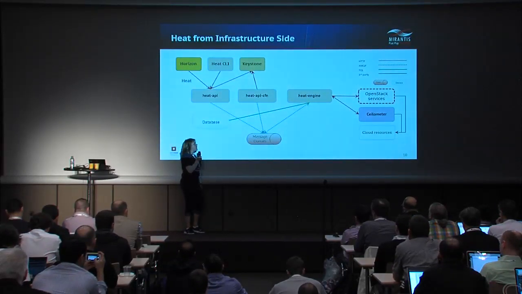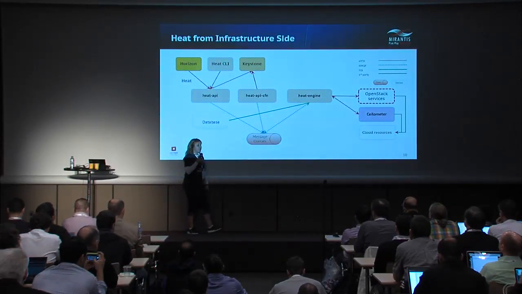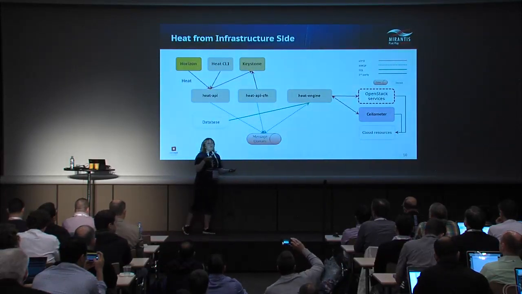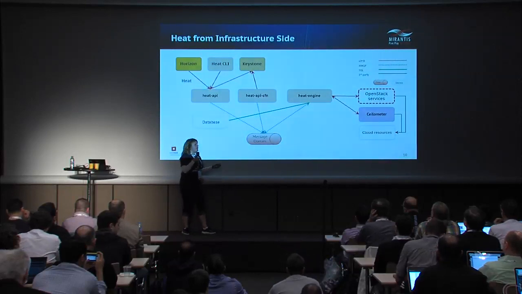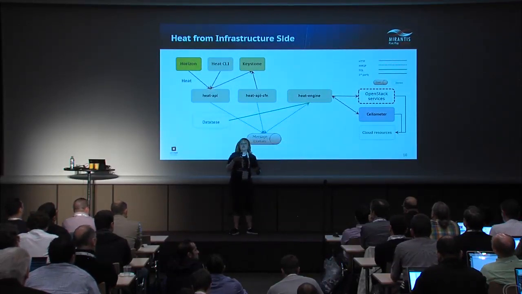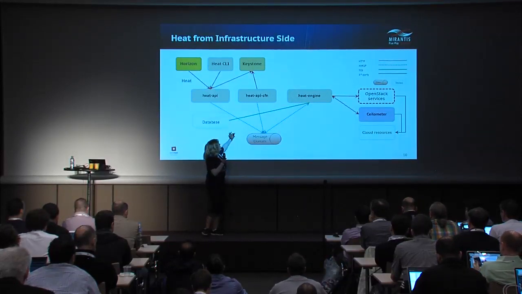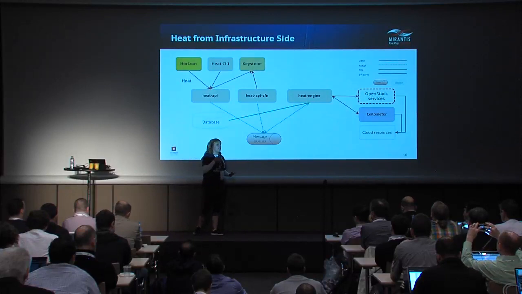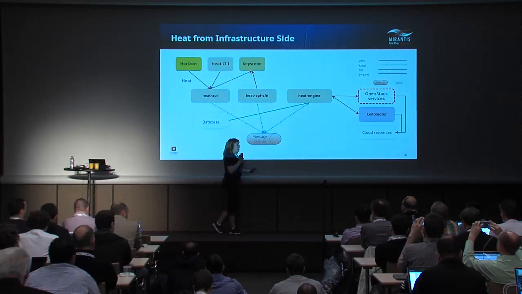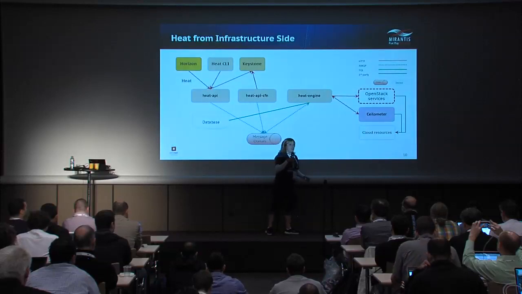When we look at Heat architecture, Heat consists of several daemons. So there's Heat API and Heat API CFN. Both of them are web servers. They accept requests. They process those requests by sending them to a message queue for Heat Engine. So Heat Engine is actually the main worker, the busy guy. The APIs are really just RESTful web servers that don't do a lot of things. Heat Engine is the one that does all the work deploying infrastructure.